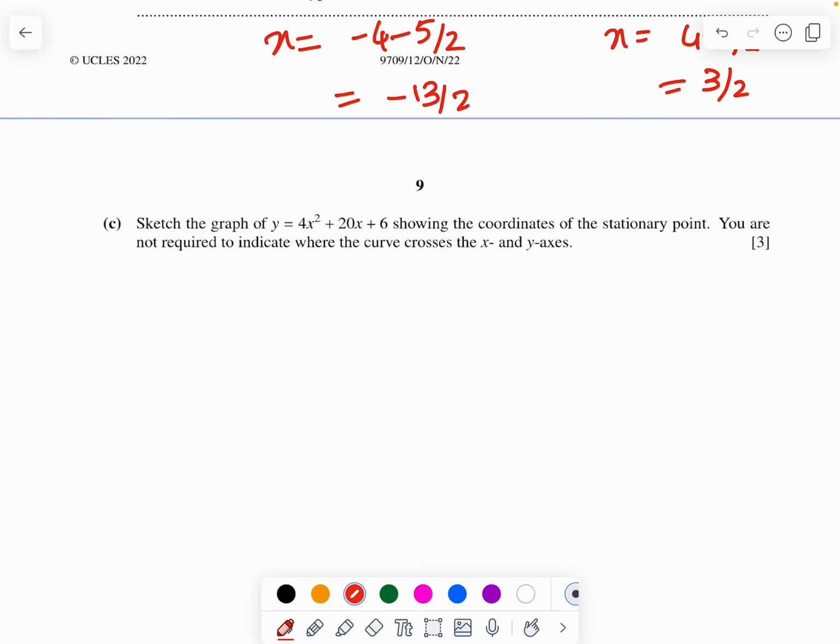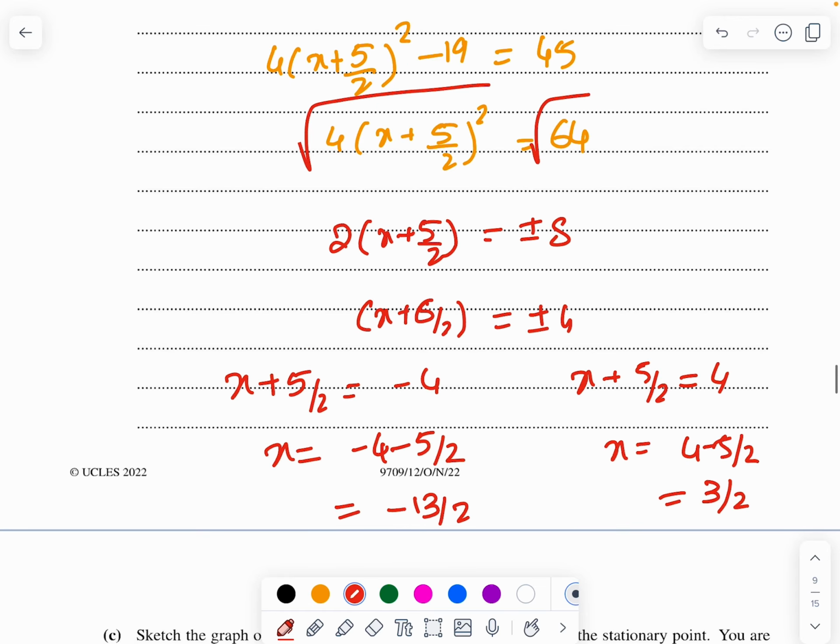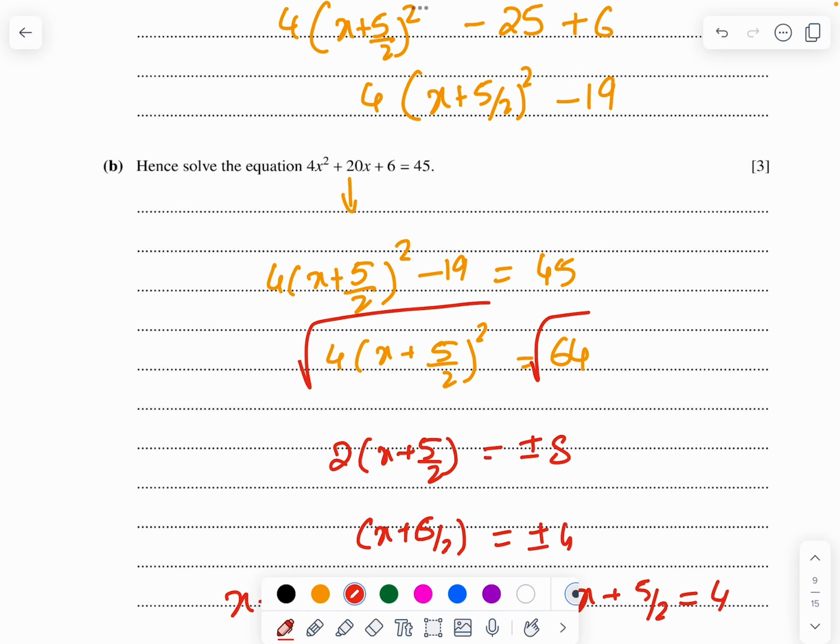Sketch the curve showing the coordinates of the stationary point. You are not required to indicate whether the curve passes through the x-axis or y-axis. So we get the equation of the curve as 4 times (x plus 5 upon 2) whole square minus 19. So my vertex is negative 5 upon 2 and negative 19. So it will be approximately over here, which is negative 5 upon 2 and negative 19. X is negative and y is also negative.